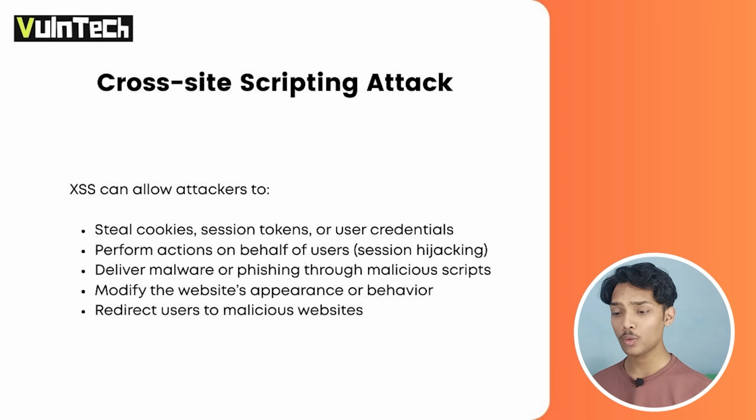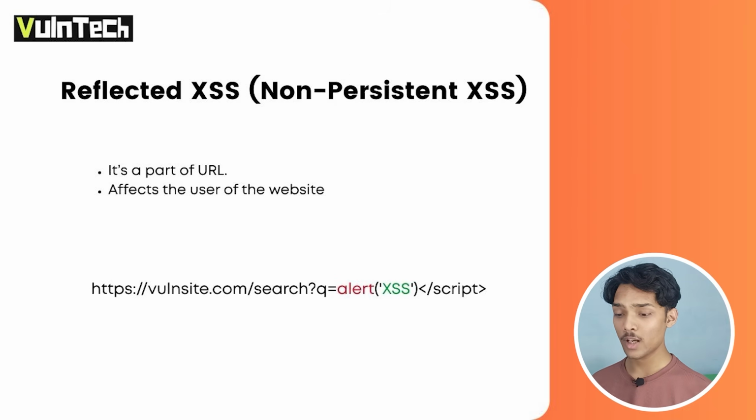Now let's look at the types of cross-site scripting attack. The first we have is reflected XSS. In this vulnerability, the malicious script is a part of the URL or input, and the server immediately reflects it back in the HTTP response, and it only affects the user who opens a maliciously crafted link. For example, in the URL of some website there is malicious JavaScript, and it looks like this. So whenever the user opens this website, this script will be reflected onto their page.